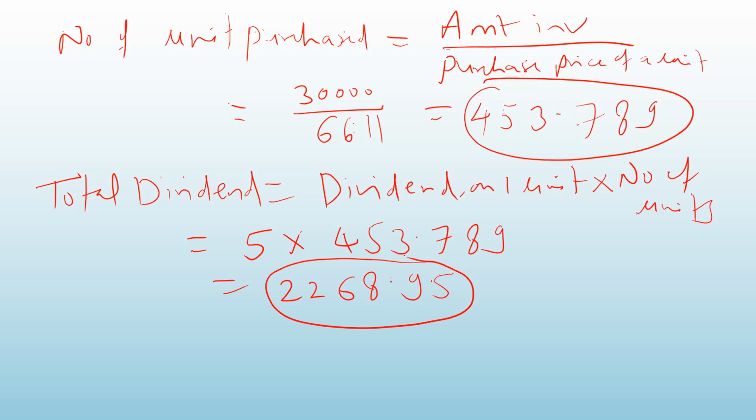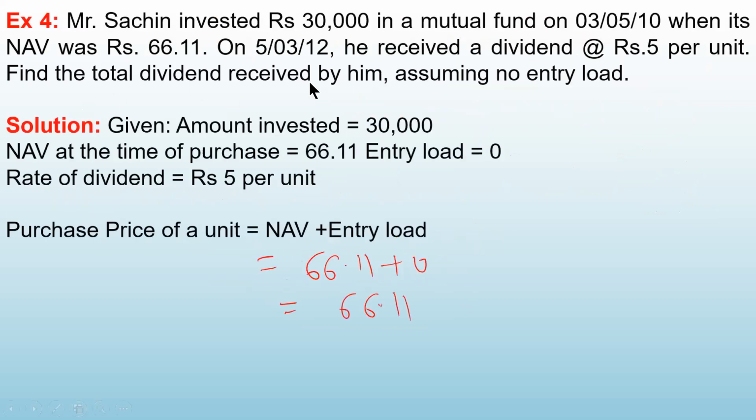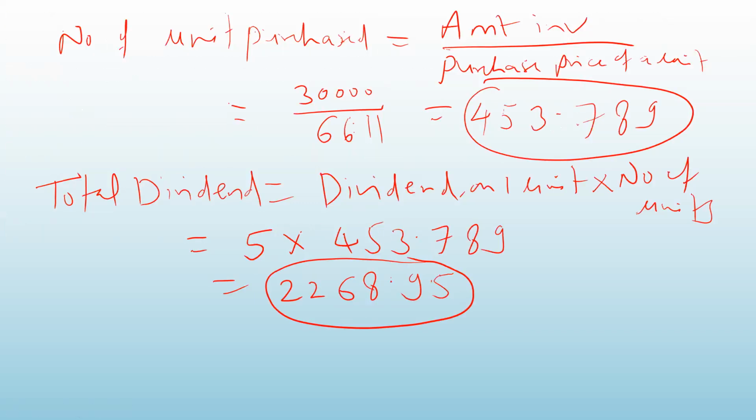So it's a very simple problem: find the total dividend, assuming no entry load. Today we have solved these problems. In one of the problems, the last one, we calculated the dividend, and in the remaining problems we found out the total profit and the percentage. There was no dividend in those problems. Thank you.